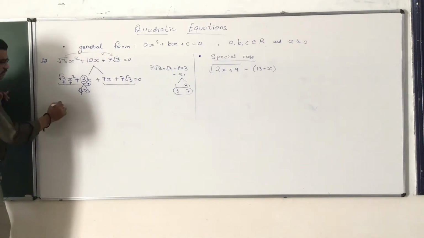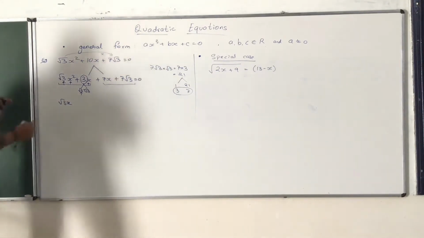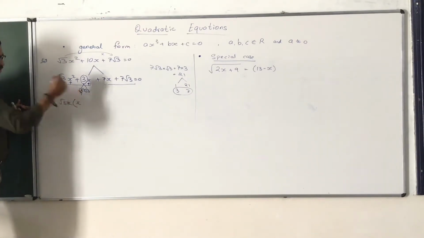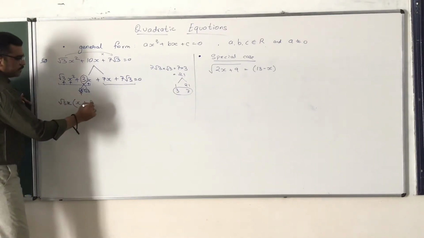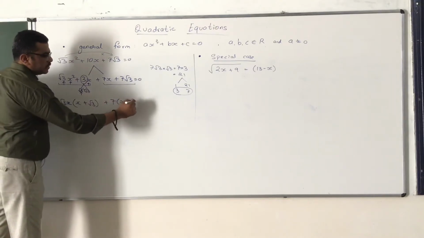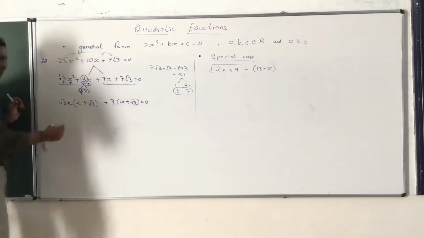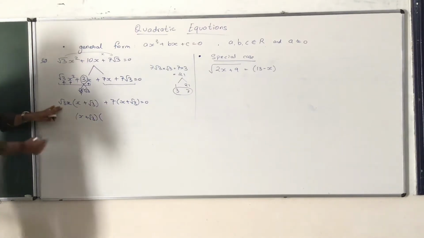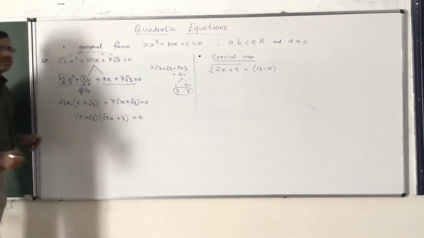So from the first two terms we have root 3x common, and the remaining factors are x. We have taken root 3 one time common, so one time root 3 is left. And we had already seen here it is 7 times x plus root 3. So we see again x plus root 3 is a common factor, and the remaining factors now are root 3 times x plus 7, which is equal to 0.